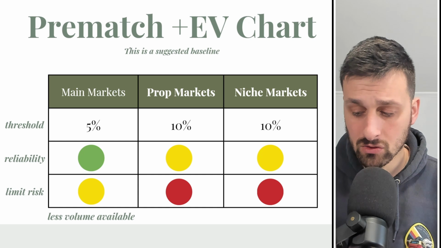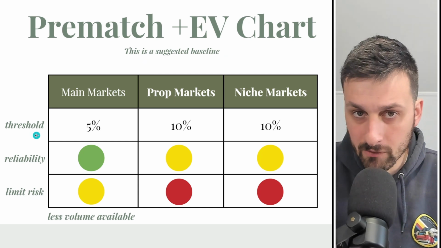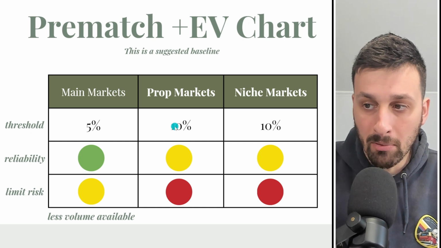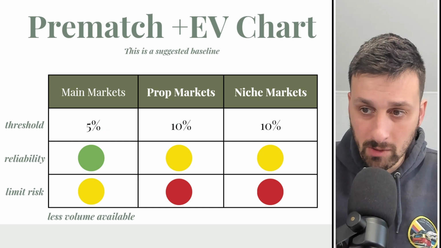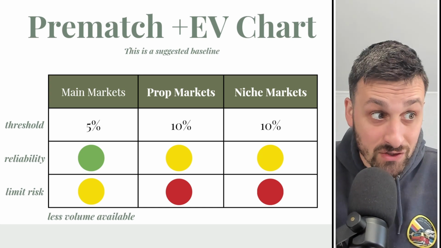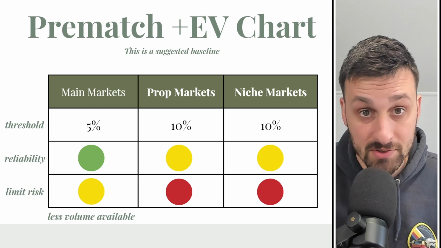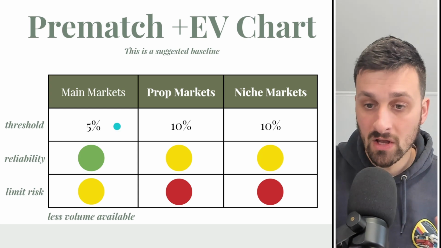I have set the threshold here on the left. This is the percentage that I would look for and feel comfortable betting for each of these markets. Props 10%, niche markets 10%, but main markets, which are typically sharper, it's okay to dip down to 5%. Now, there are people in the industry who will say they go down to 2.5% even. Again, it's a case-by-case basis, and you have to do what's best for you.